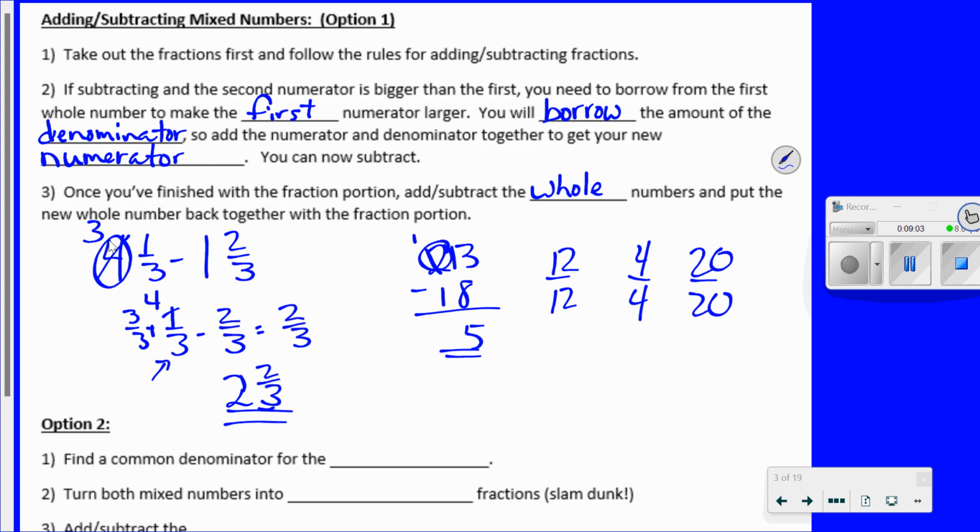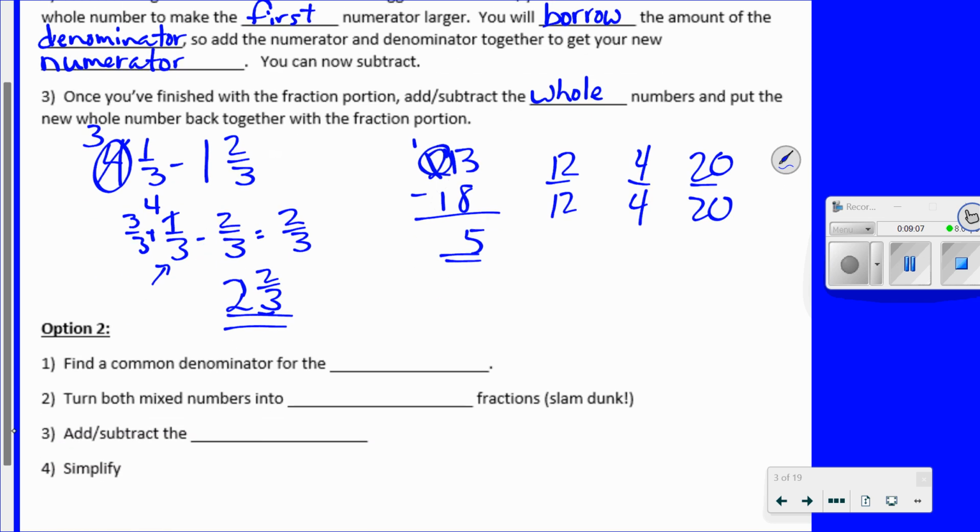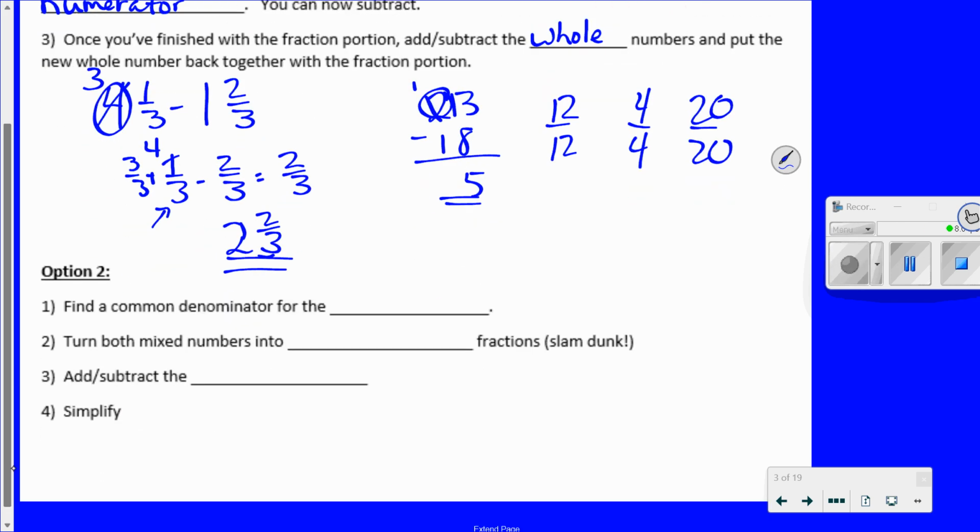Okay, here's option 2. This is Ms. McShann's preferred method. In her method, we'll use the same numbers so you can see it's 4 1/3 minus 1 2/3. Find a common denominator for the fractions. Again, I need to focus in on the fractions, get my common denominator. Once I have a common denominator, now I need to turn both mixed numbers into improper fractions.